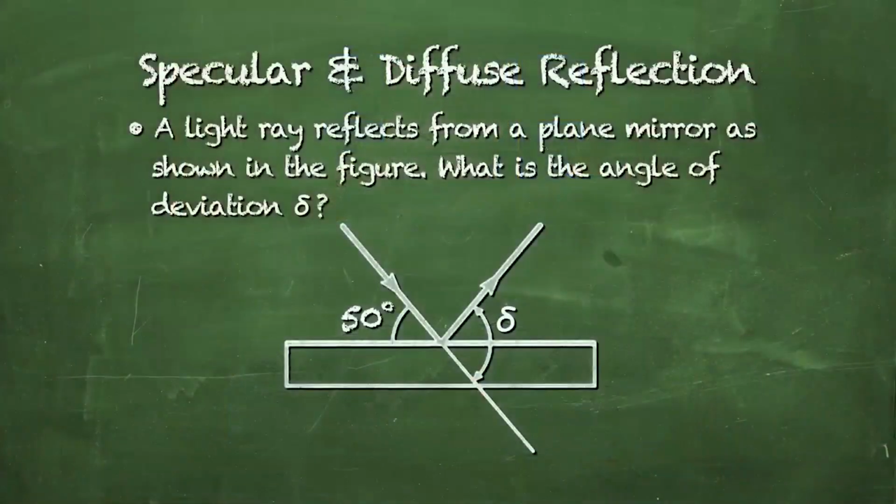Now, let's work some examples of the reflection and refraction of light. A light ray reflects from a plane mirror as shown in the figure. What is the angle of deviation, delta, as shown in the diagram? Go ahead and draw your own diagram. We still start everything by drawing a diagram. List your knowns and unknowns. Write down the equations that you're going to use here, and start working on that question, please.